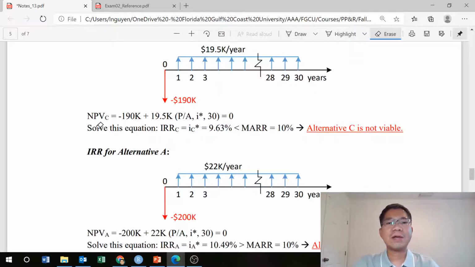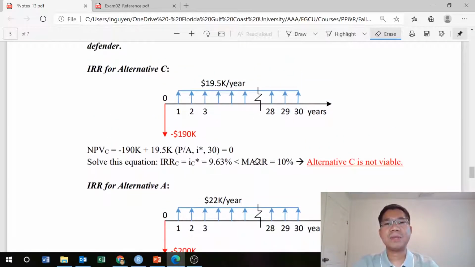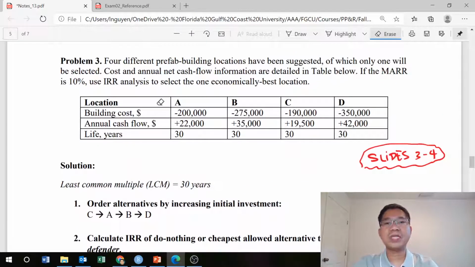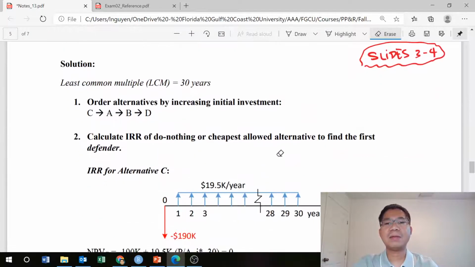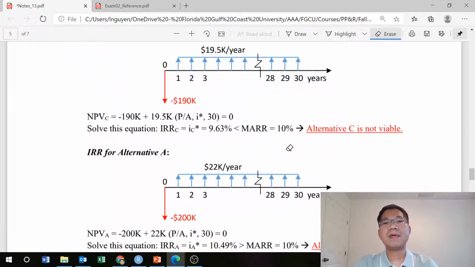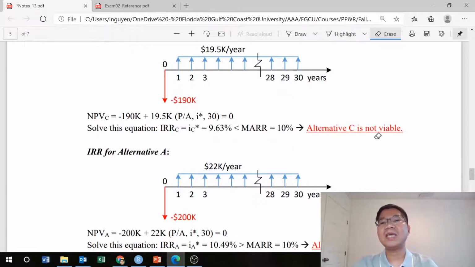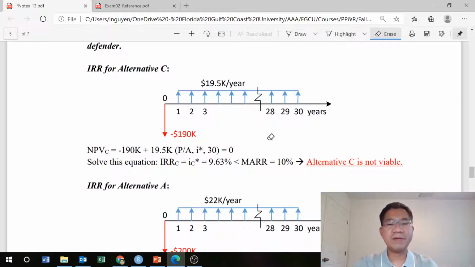So the calculator finds the I star of alternative C is 9.63%. And that's less than MARR. Our MARR in this problem is 10%. What does that mean? If the alternative is less than MARR, it's better to do nothing. So C is not viable. Do nothing is better. So C is not viable. Eliminate. So it's not a defender.